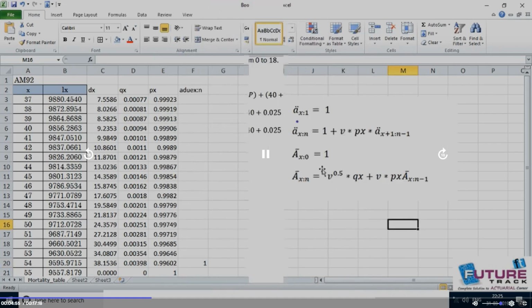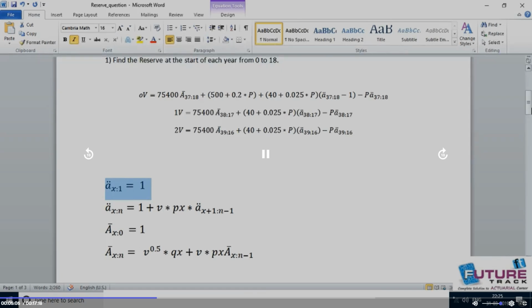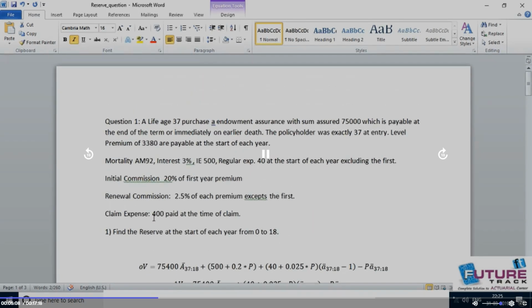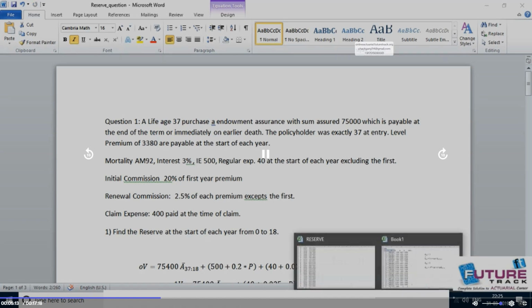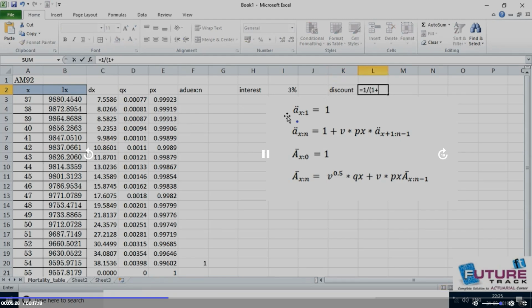So to find A due XN, we will use this result. So let me write, it is 1 plus, we have to write first V, the interest rate, we have given 3%, into PX 53 into A due X1. So this is basically A due X2. So what is A due 53.2, you can say that. A due 53.2 is 1 plus V and P53 into A due 54 1, where V is 1 divided by 1 plus I. This is A due 54 1, right?